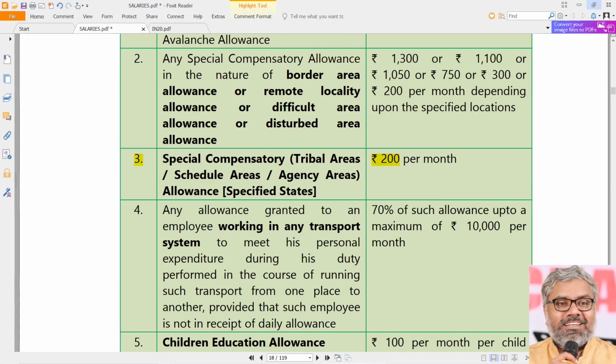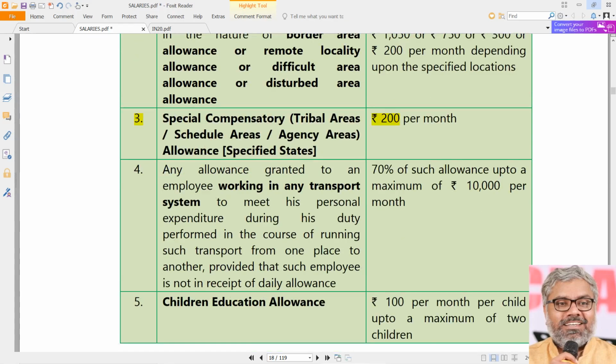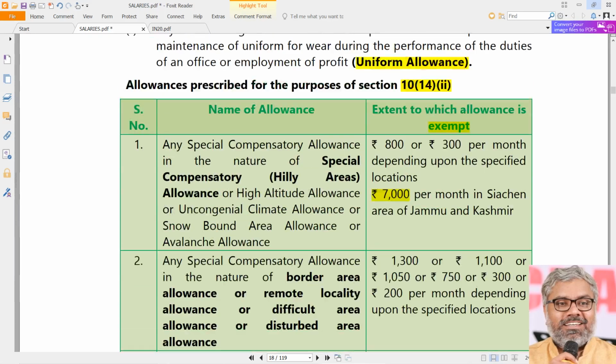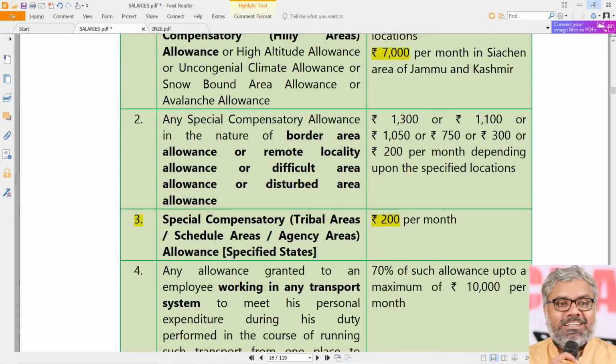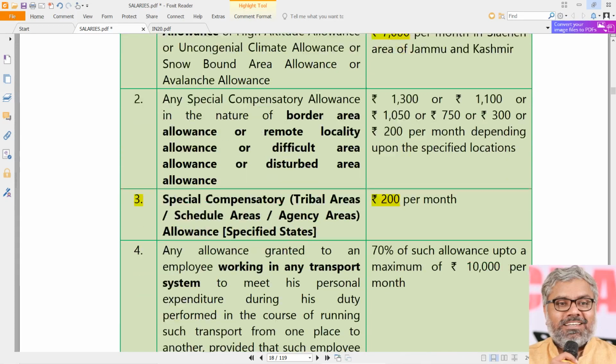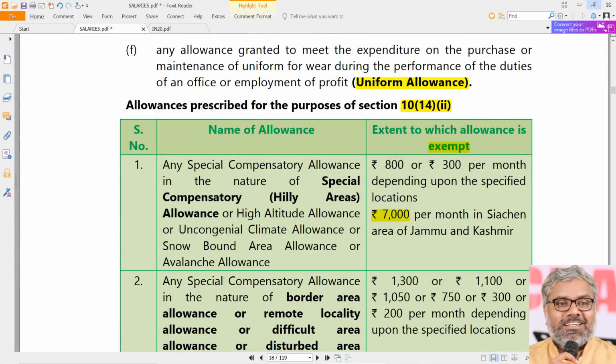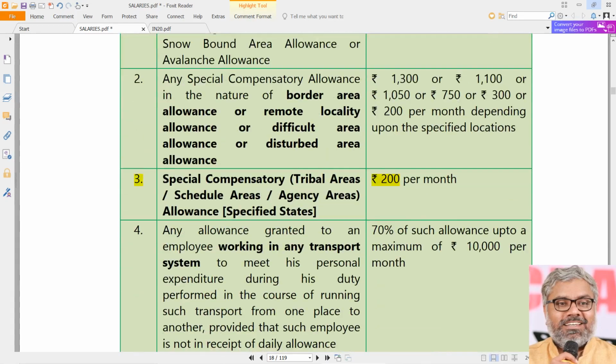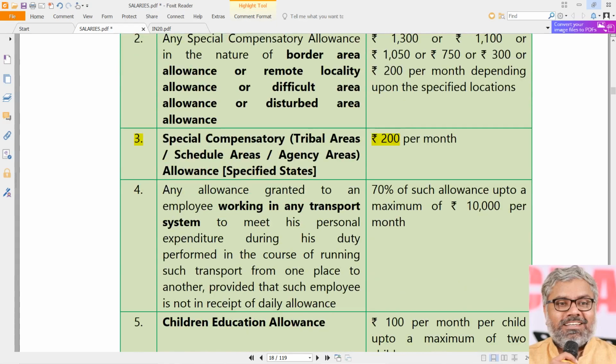Multiply with 12, 3,600 will be included in the income of the SSC. So like that, exemption amounts are fixed here. Sir, why is it given? What are they spending with that? We don't care. That is absolutely none of our business. We just need to know the name of it and amount. Name, amount, name, amount. That's it.